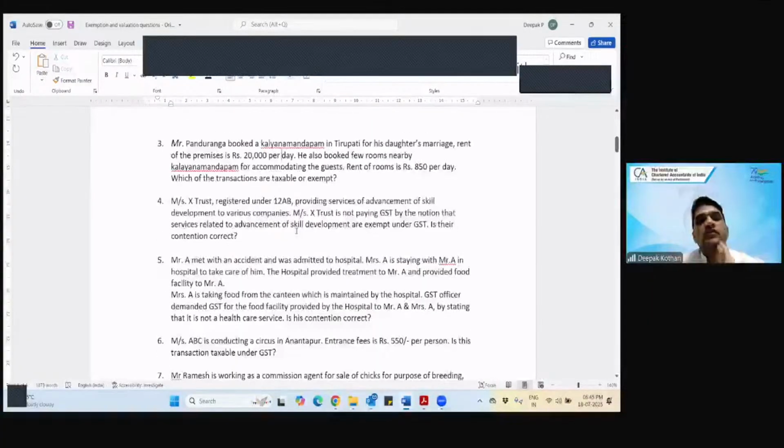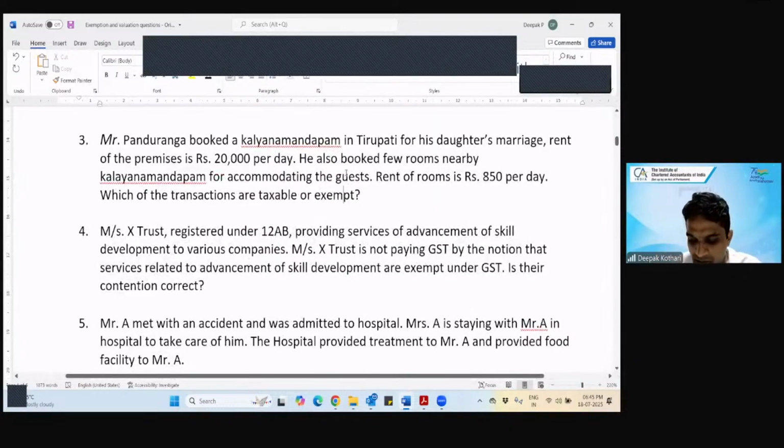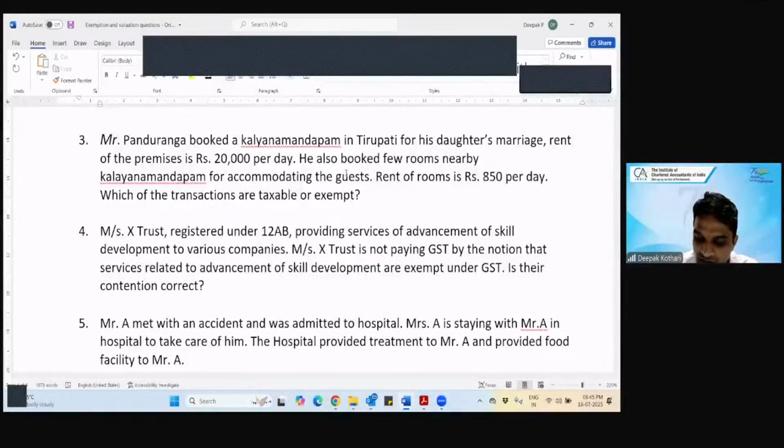Third one. Mr. Panduranga booked a Kalyana Mandapam in Tirupati for his daughter's marriage. Rent of the premises is rupees 20,000 per day. He has booked a few rooms nearby the Kalyan Mandapam for accommodating the guests. Rent of the rooms is rupees 850 per day. Which of the transactions are taxable or exempt?